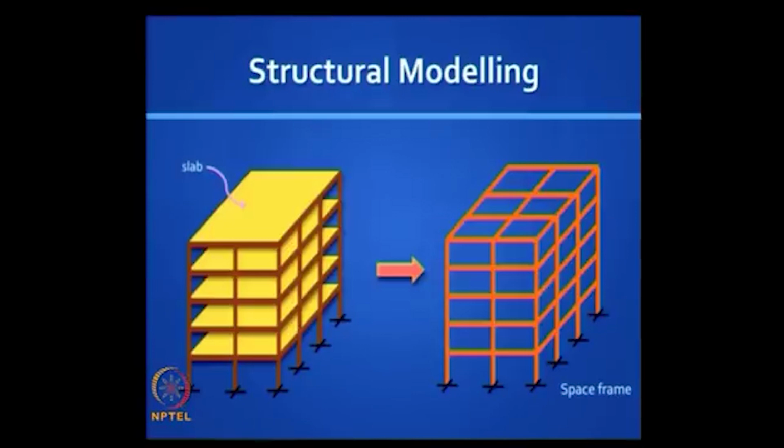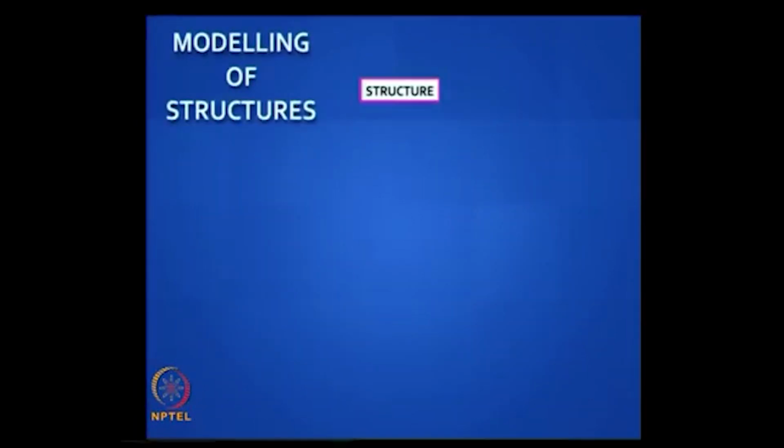So I have shown here the picture of a building, it's pretty complicated. You have slabs, you have columns, you have beams, you have foundations. So for our convenience we try to separate out the slabs which we deal with independently and separately, and we transfer the loads of that slab to the frame. So you end up dealing with the analysis of a space frame.